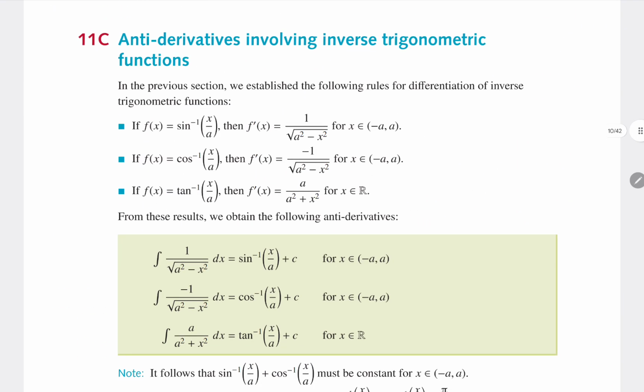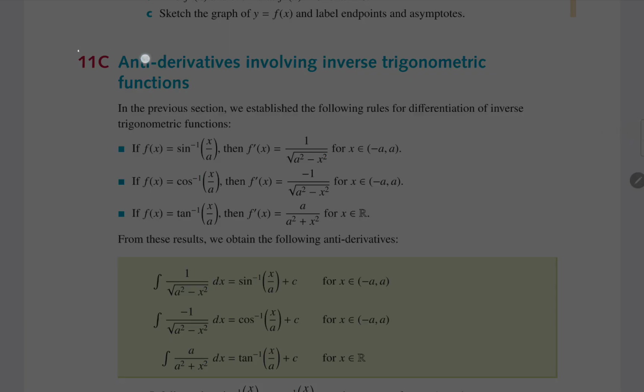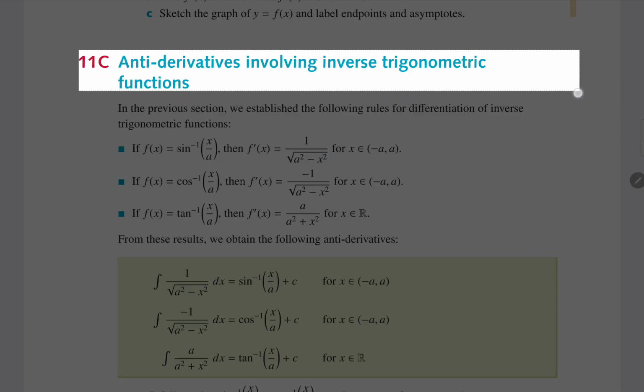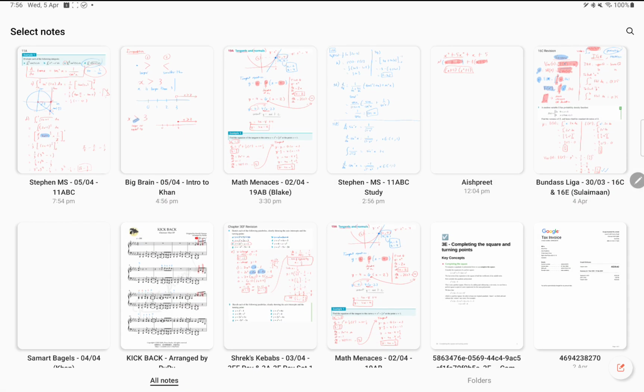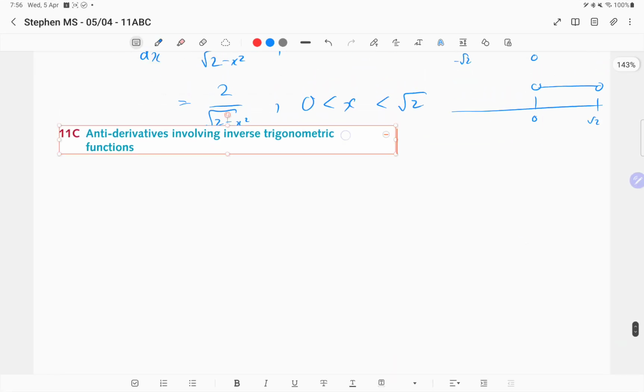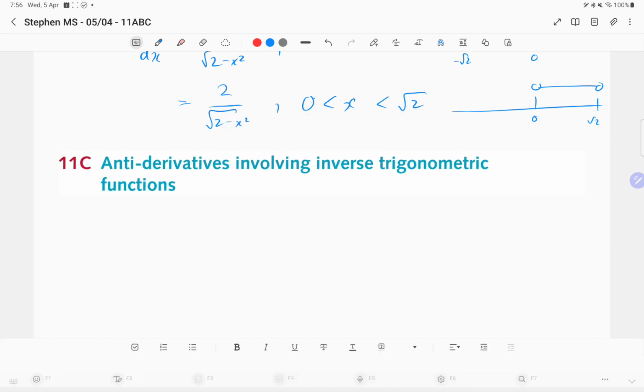So that's 11B. 11C is antiderivatives involving inverse trigonometric functions. It's just the other way around. That's not too bad. It's an extension from Methods, which is why to do Specialist, you have to do Methods. Okay, so that was that chapter. Now 11C, antiderivatives. It's just going in the opposite direction.